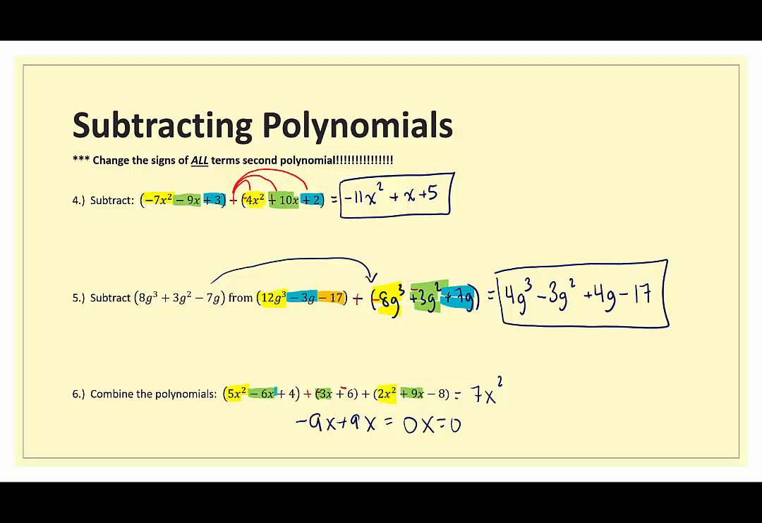And last up, our constants, we have plus 4, minus 6, and minus 8. You know me, I want to start with those minuses because there's two of them. Minus 6 and minus 8 make minus 14 or negative 14. And negative 14 plus 4 makes minus 10. So when we combined these, because there was addition and subtraction, we ended up with a final result of 7x squared minus 10.